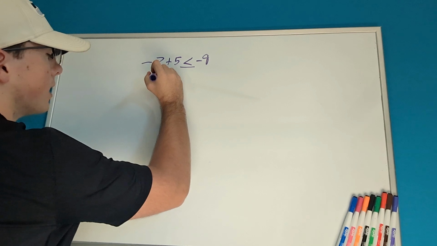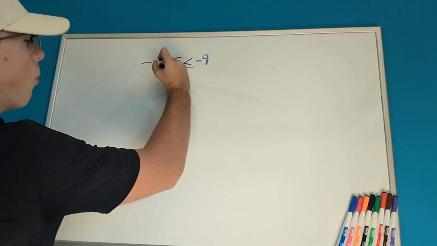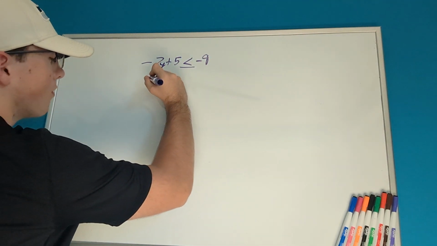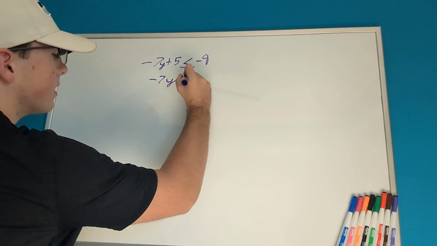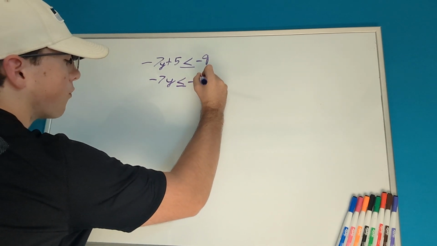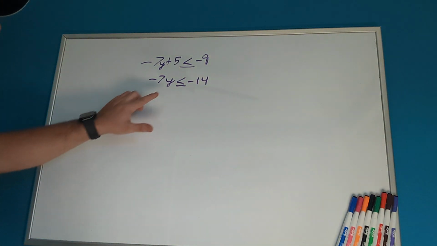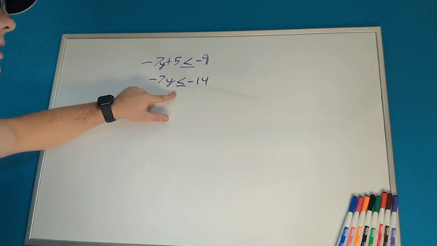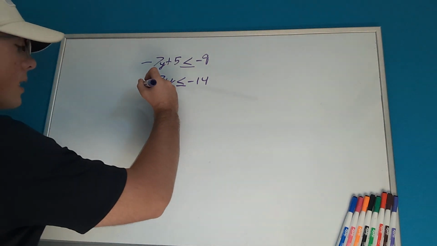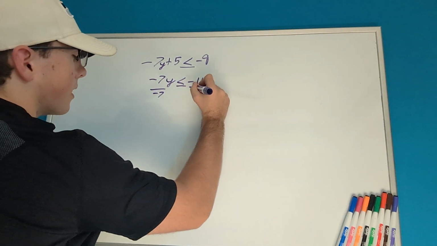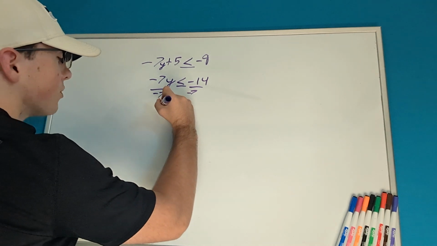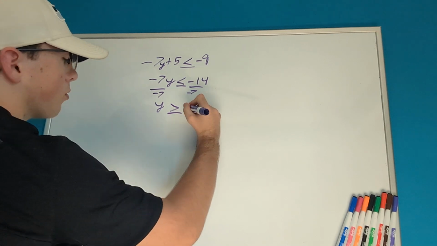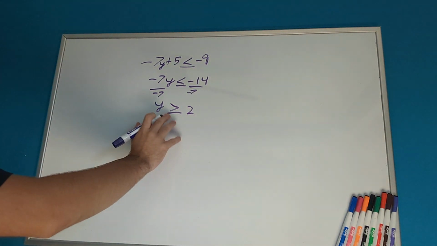So we subtract 5, and we get, this is supposed to be negative 7y, right? Forgot to put the variable there. So we subtract 5, we get negative 7y is less than or equal to negative 14, okay? So once again, this is not negative 7 is less than 14. This is negative 7y is less than or equal to negative 14. Then we divide by negative 7, and we have to swap the symbol around. So y, when it was less than before, now has to be greater than or equal to 2. So this is our final answer.